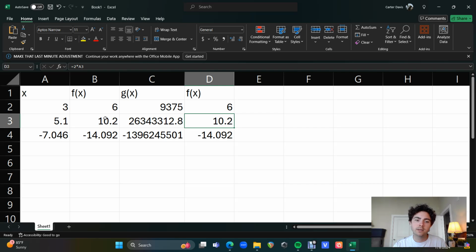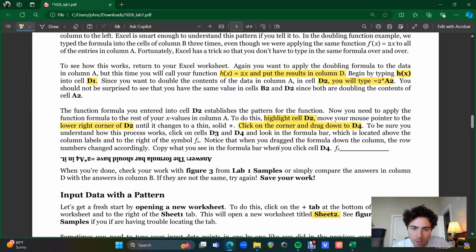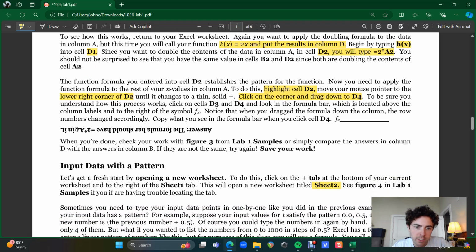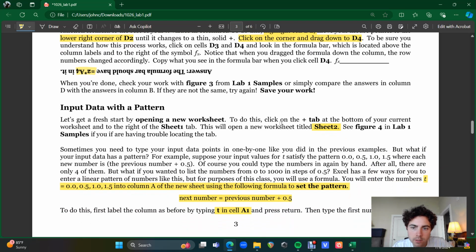So you don't need to manually type in functions. You can just type it in once and drag the formula down. Drag the cell down by clicking the lower right hand corner until it turns to a plus. Drag that baby down. Okay, now they give you the answers here. It's just gonna be 2 times a4. You get the idea. Let's keep it going.